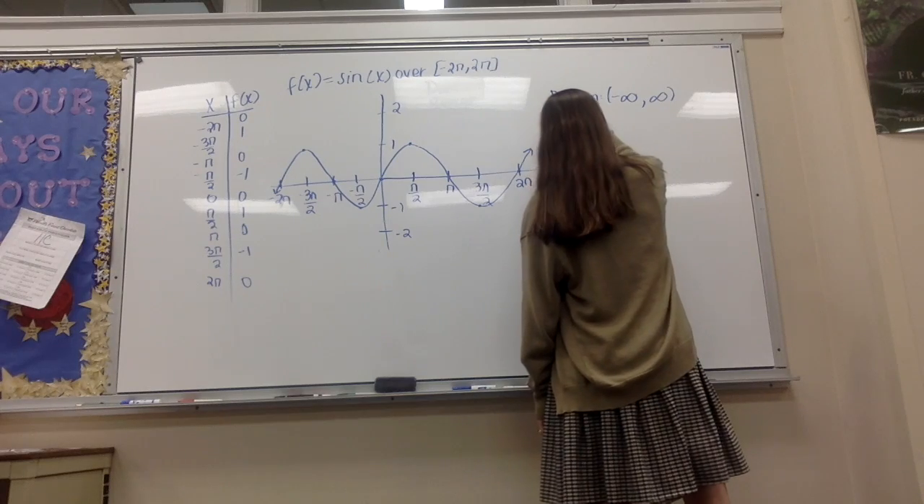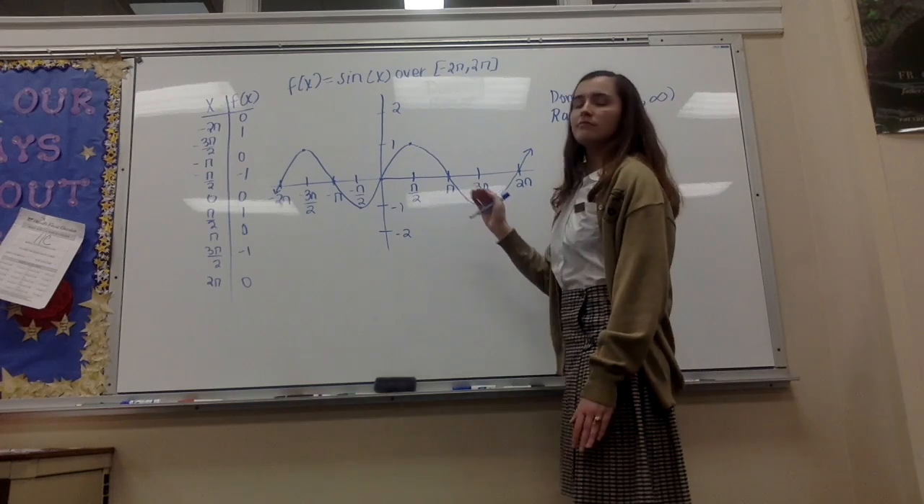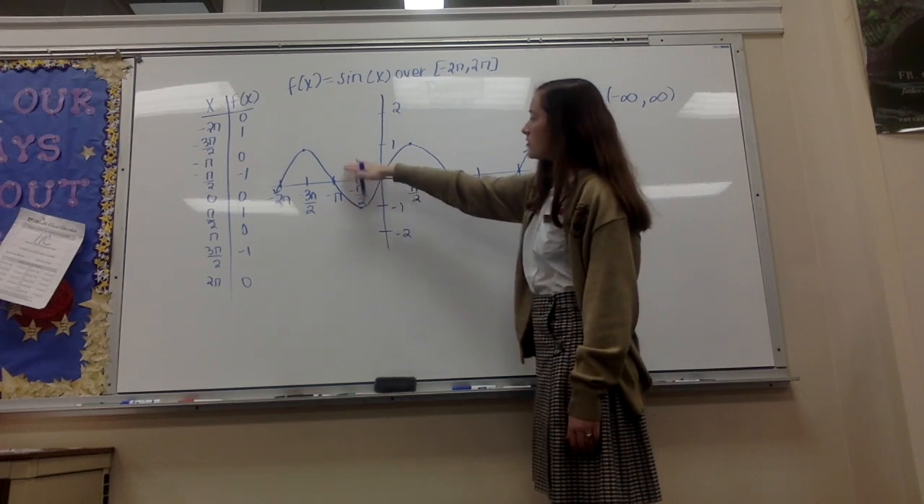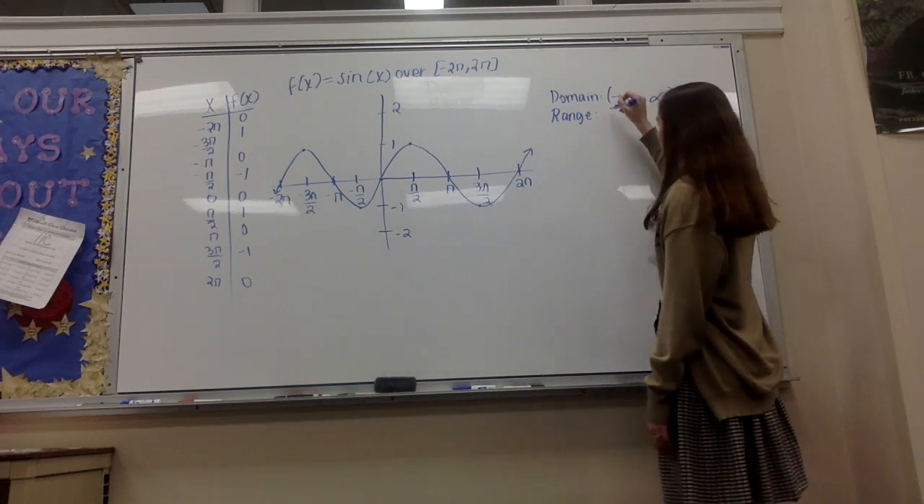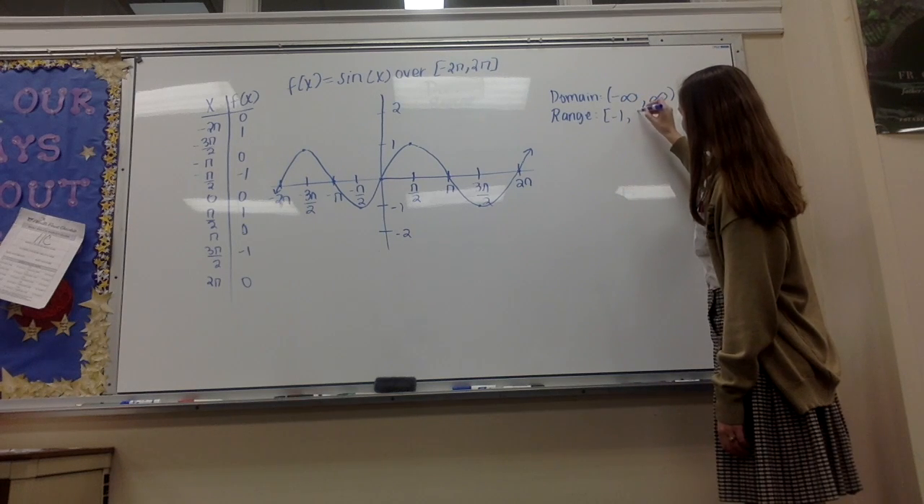We're going to have our range. And your range, your lowest y value is going to be -1. It's going to go all the way up to your highest value, which is +1 right here. So you're going to do it in brackets like that. So it's -1 all the way to +1.